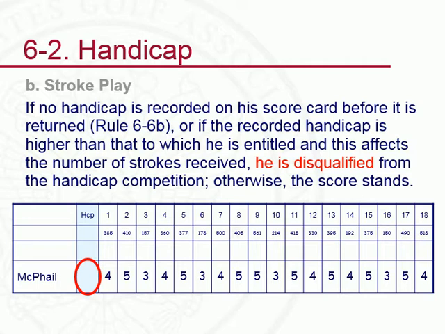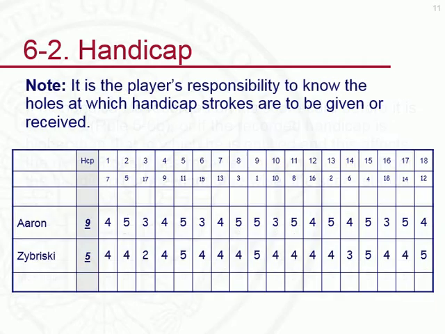You can see here just a slight distinction saying he is disqualified from the handicap competition, because if it is a competition that's played both gross and net, so with handicaps and without, he would not be disqualified for the entire competition, just the handicap portion of the competition. There is a note to this rule that it is the player's responsibility to know the holes at which handicap strokes are given or received.